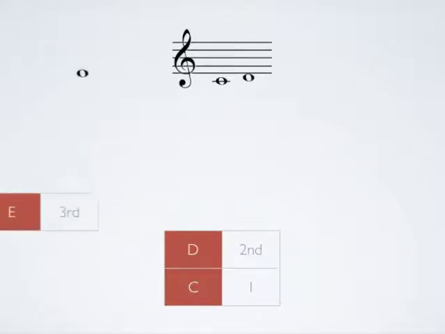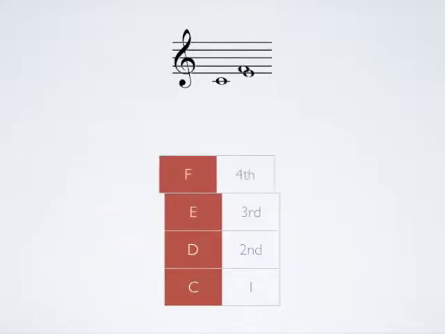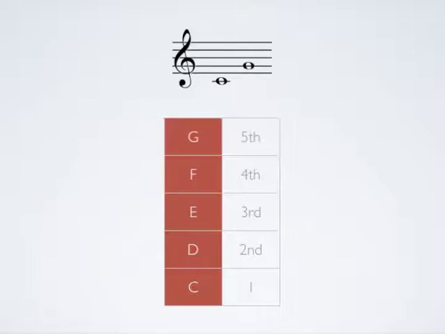And this continues upward, so C to E is a third, C to F is a fourth, and C to G is a fifth. It doesn't matter if we add any sharps or flats in front of either of these notes. C to G will always be a fifth.